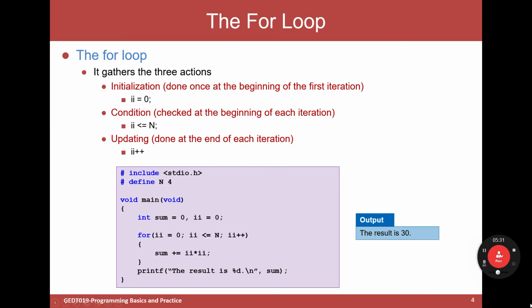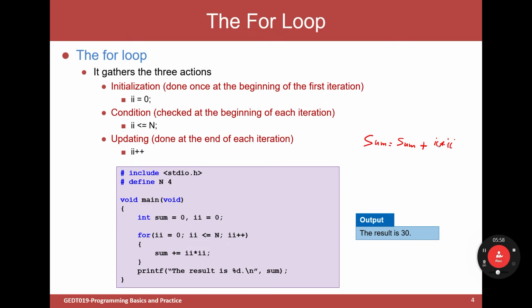And then this one will be like this. At the first time, we will have I equals 0. So this loop, first time will execute like this: sum equals sum plus I times I. Okay, so this is the meaning of this one.